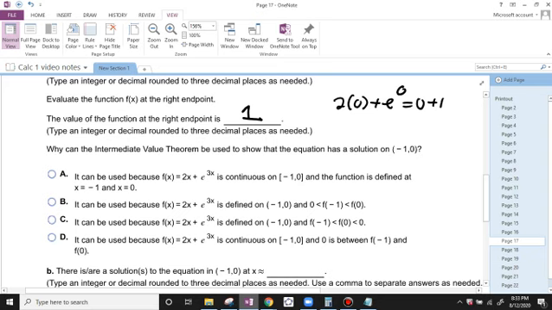Why can the intermediate value theorem be used to show that the function has a solution on negative 1 to 0? It can be used because this function is continuous on negative 1 to 0, and 0 is between f of negative 1 and f of 0, because it has to hit every value between one of the values and the other of the values.